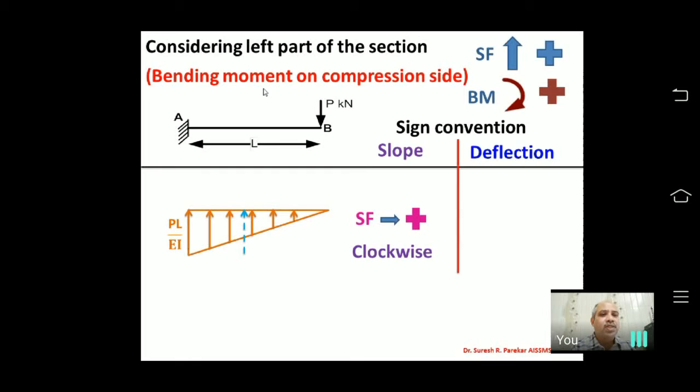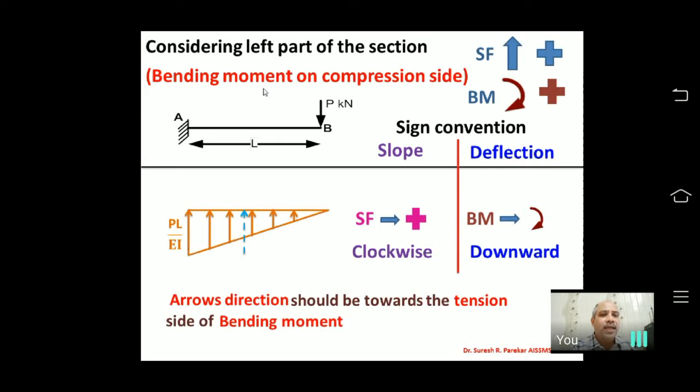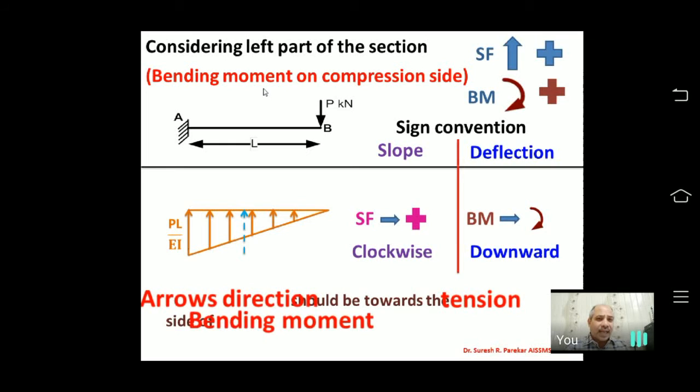So if shear force is positive, I have slope as clockwise. And if bending moment is positive, then this will be downward. So this convention plays a very important role. The arrow's direction should be towards the tension side. That is most important in the case of your bending moment diagram. So these sign conventions play a very important role when we go for the conjugate beam method.